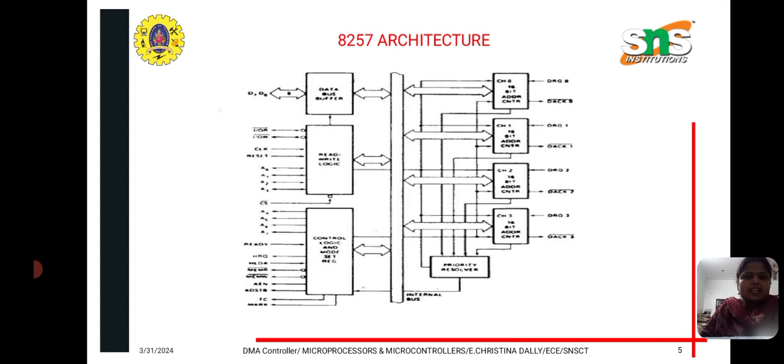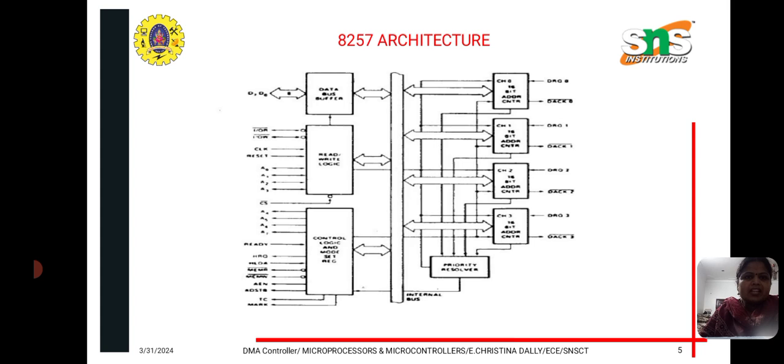The first one is the data bus buffer. It is bidirectional and is used to transmit and receive data. It consists of 4 channels, each with a data request and an acknowledgement signal. Once a channel is requested in order to send the data, it receives an acknowledgement from the channels, that is channel 0 to channel 3. There is a priority resolver which prioritizes the channels. Apart from that, we have the read write and the control logic.